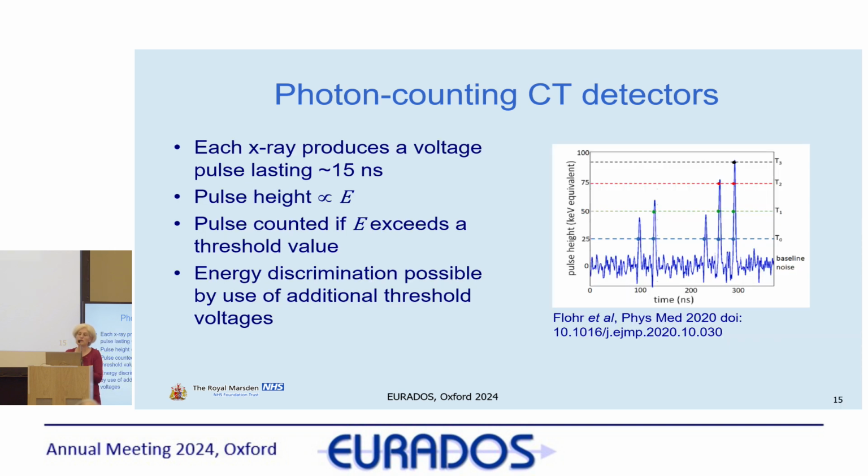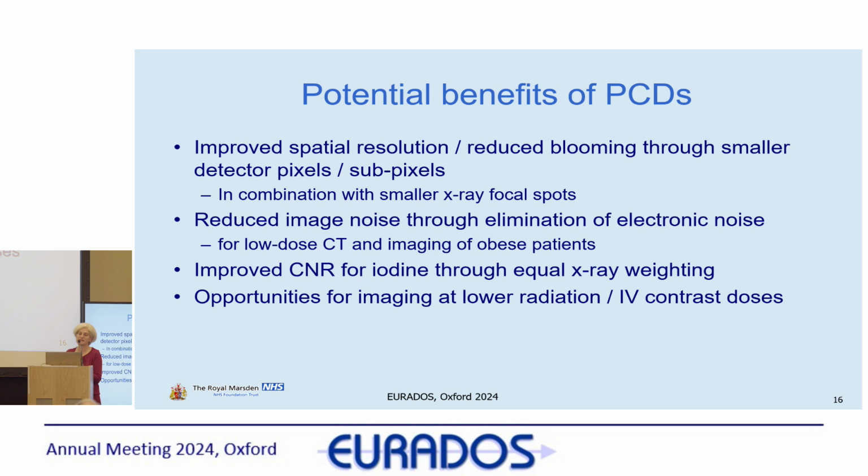The electronics will detect individual photons, because each X-ray will produce a voltage pulse lasting about 15 nanoseconds, so you can see them happening here. The pulse height is proportional to the energy of the photon, and if the pulse exceeds a threshold value, which you can see here, then it will be counted, so each photon becomes one event. And it is possible to apply energy discrimination if you use additional threshold voltages, as you can see here, T1, T2, and T3.